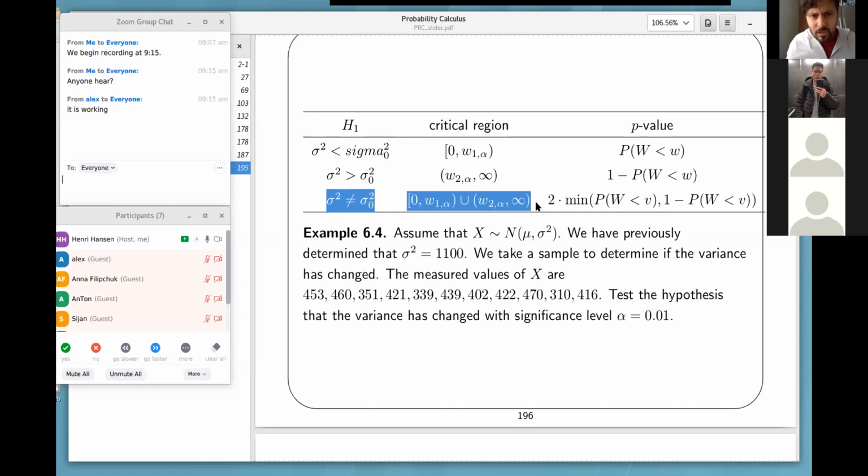It says alpha here. That should actually, technically speaking, be alpha divided by 2. And that should be alpha divided by 2, because when you're testing the hypothesis of difference and you don't know whether it will be bigger or smaller, then you have to have half your probability in the large values and half in the small values. That is because you don't know which one it will be, right? Sorry, there's a V here, it should be W.